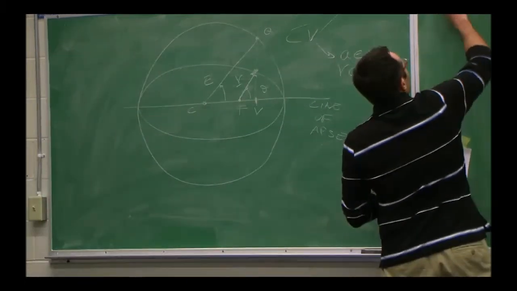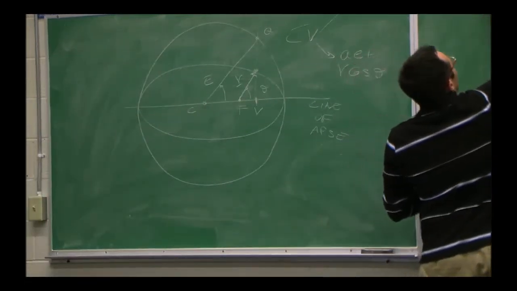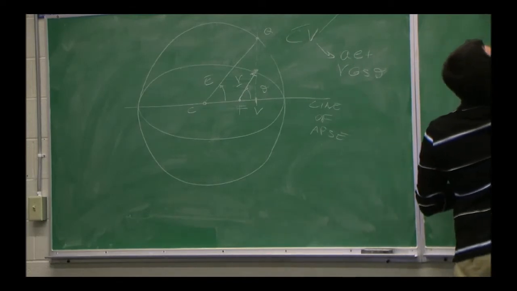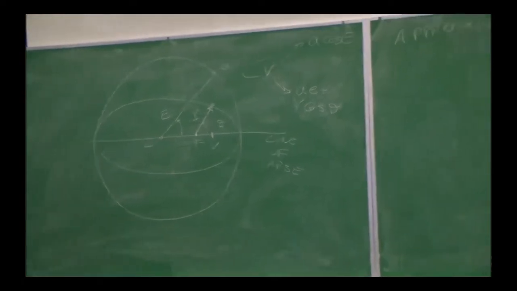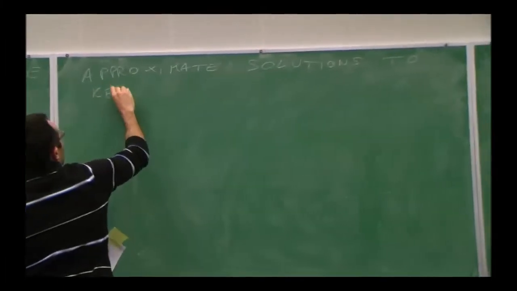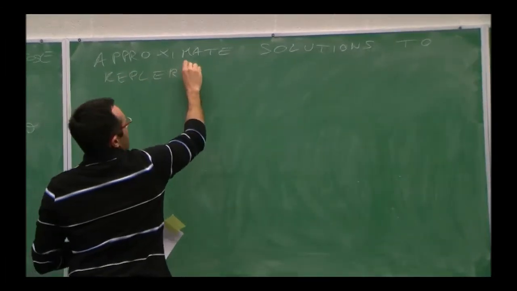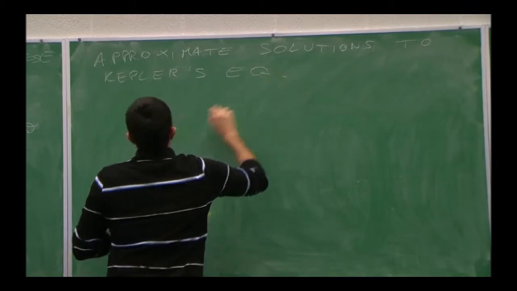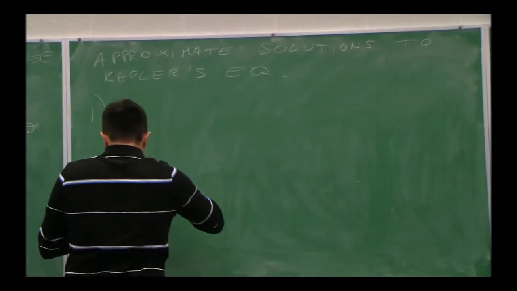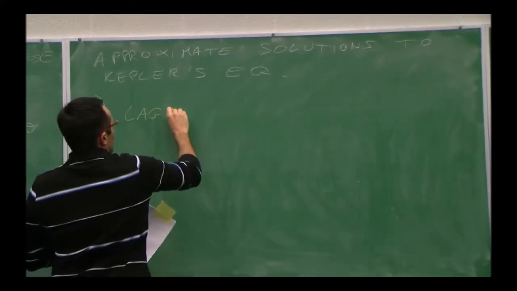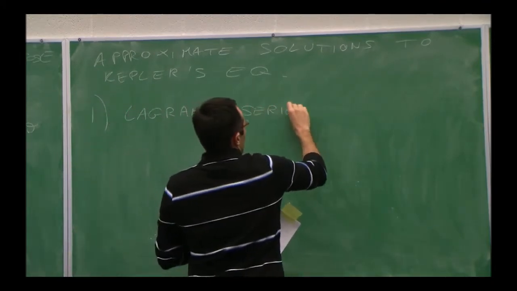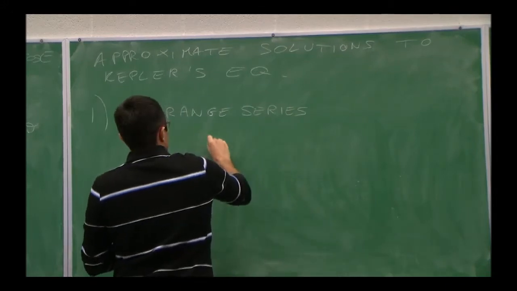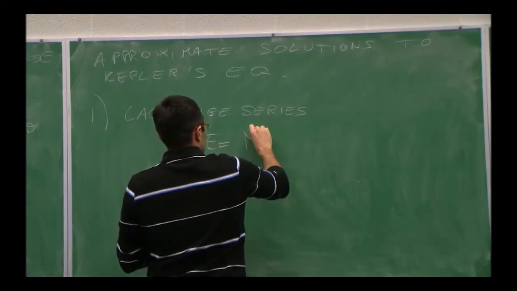There are other ways to find the position as a function of time for a closed orbit, and then we'll move quickly on to the other two. There are approximate solutions. They're both series approximations. The first one is called the Lagrange series, and I do not expect anyone to memorize this, but you need to know that it does exist.